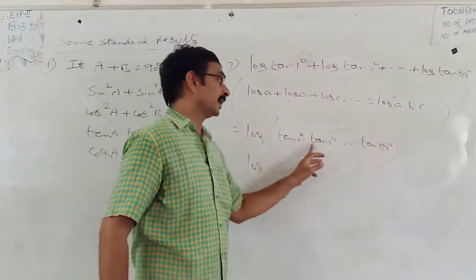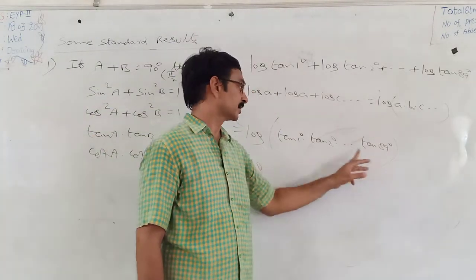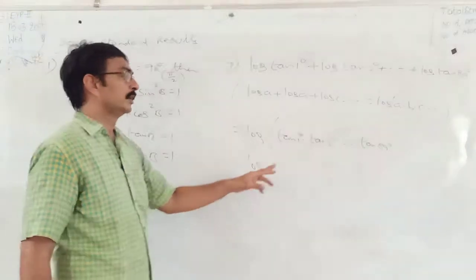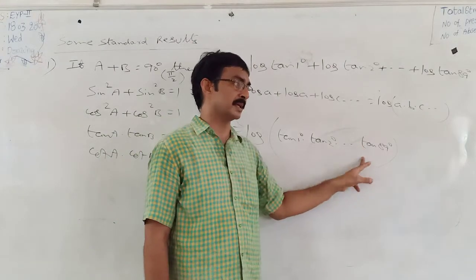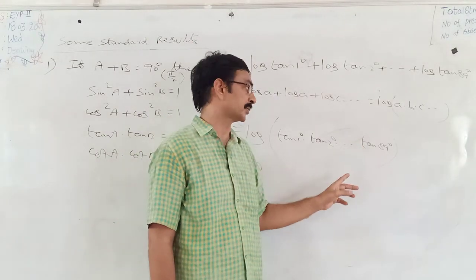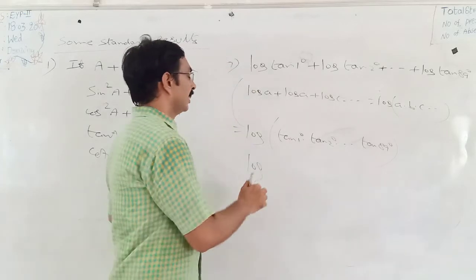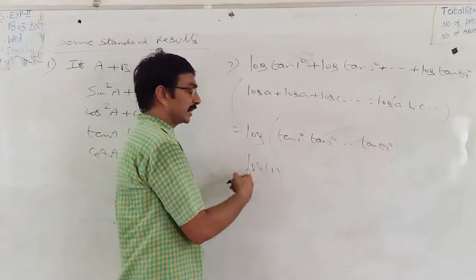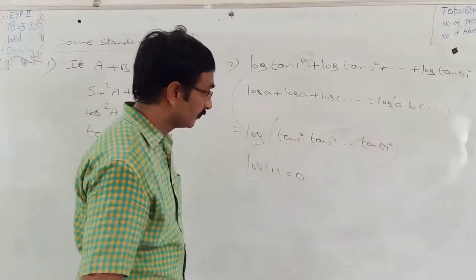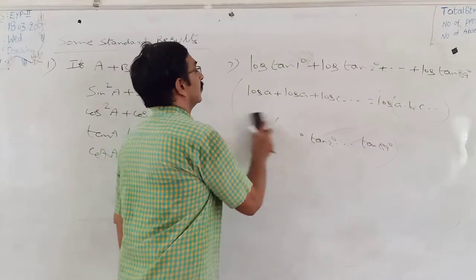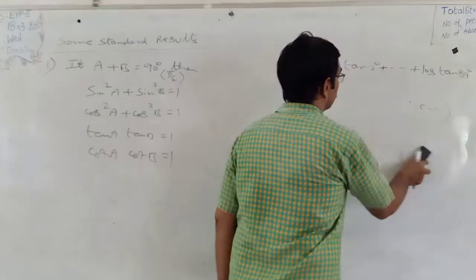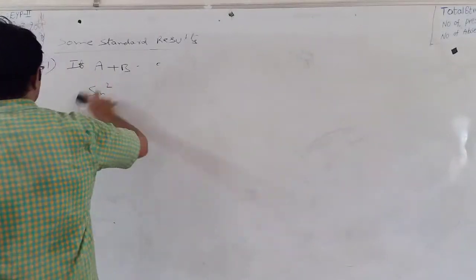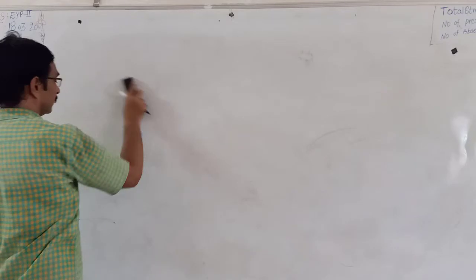So clearly 1 degree plus 89 degrees is 90, so the product of these two is 1. If a plus b is 90, then tan a into tan b is 1. Similarly 2 degrees plus 88, 3 degrees plus 87, 4 degrees plus 86, and so on. The middle one is tan 45, which is 1. So 1 into 1 into 1, and so on, gives log 1. So the logarithm of 1 has value 0. Remember, the logarithm of 1 to any base is 0. Log a plus log b can be expressed as log of a into b.